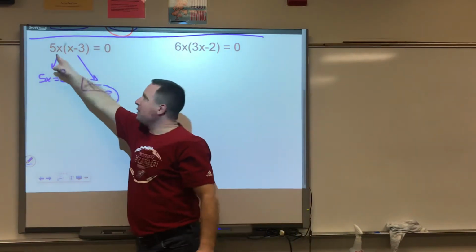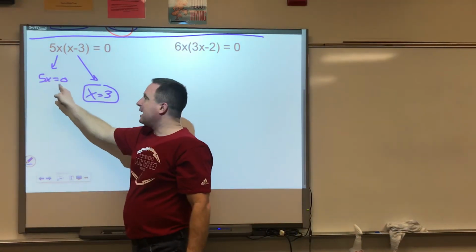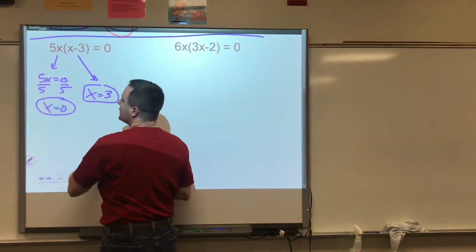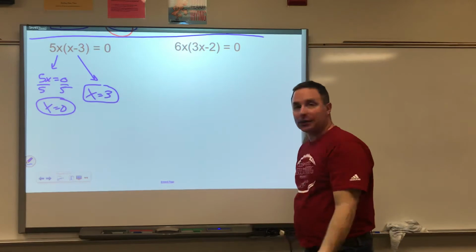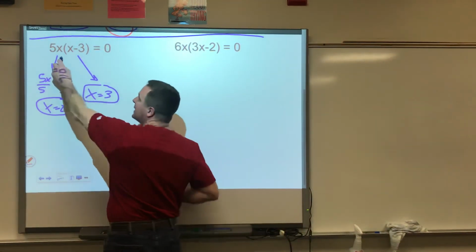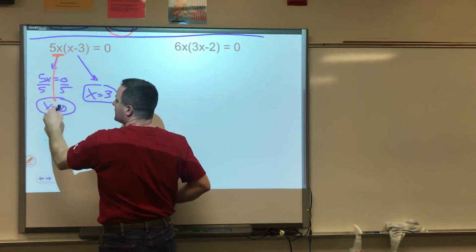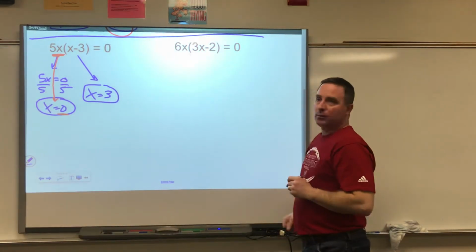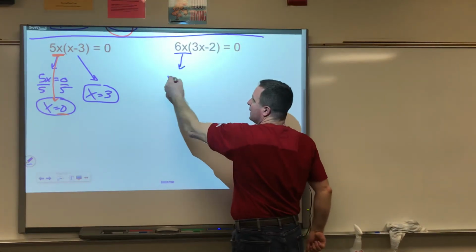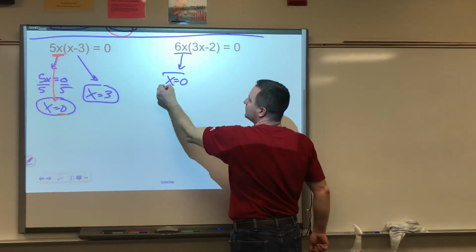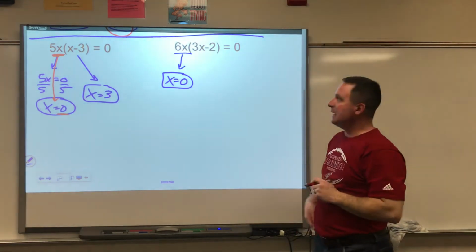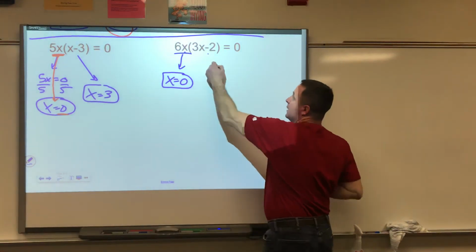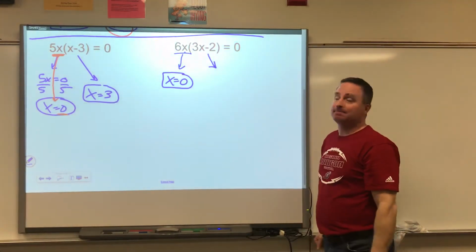But what about when there's an x out in front? 5 times what number is 0? Well, if I divide by 5, x is 0. Okay, and there's kind of a little bit of a shortcut here as well. When there's an x out in front that's not in parentheses, the solution is 0. Okay? What if I did this one right here? I have a 6x. Well, there's an x out in front. X is 0. And if I tested it, 6 times 0 is 0, and 0 times anything is 0. It works.